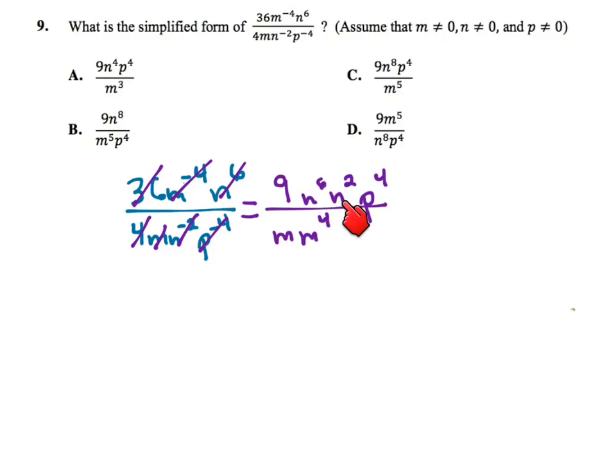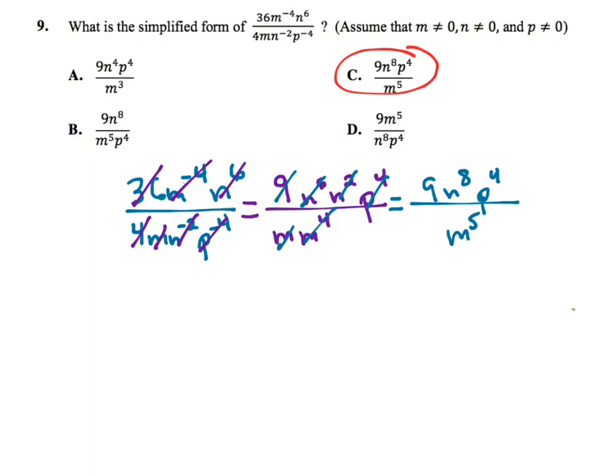N to the power of 6 times n squared is going to give me n to the power of 8, for example. So we'll take it one factor at a time. I'll cross them off as I go. 9 is still going to be 9. N to the power of, as I said before, this gives me n to the power of 8. Down here, m to the power of 1 times m to the power of 4 gives me m to the power of 5. And sorry, I went out of order. P to the power of 4 stays over there. Okay. I have my answer. If you need practice with this, anything from V, really.